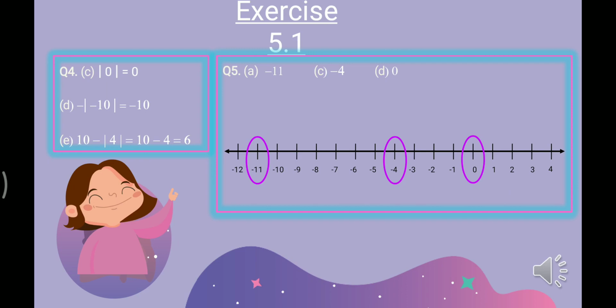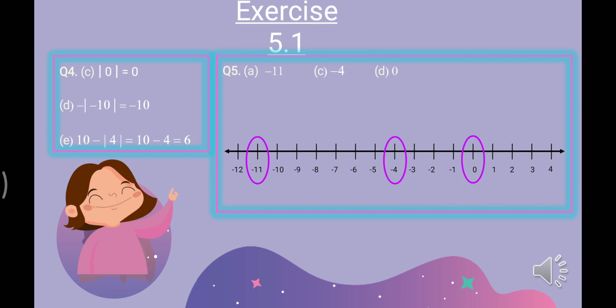In D part, we see that there's a modulus sign around minus 10. There is also an extra minus sign which is outside the mod, but mod only removes the minus sign which is inside the mod. Here you see that there's a minus 10, so mod will make this minus 10 positive 10, and the minus sign which is outside the mod will be kept as it is, so the answer will be minus 10.